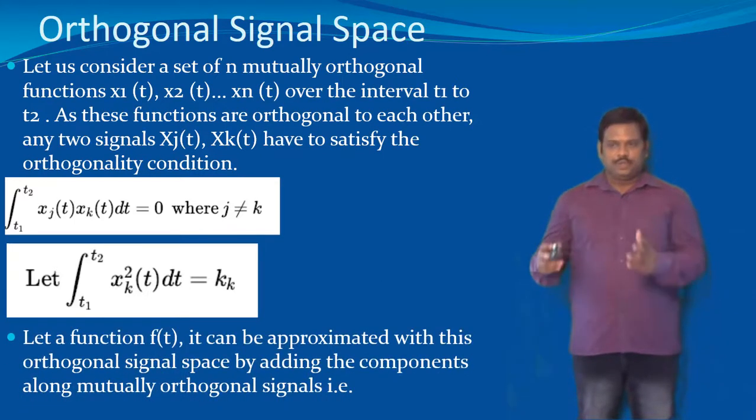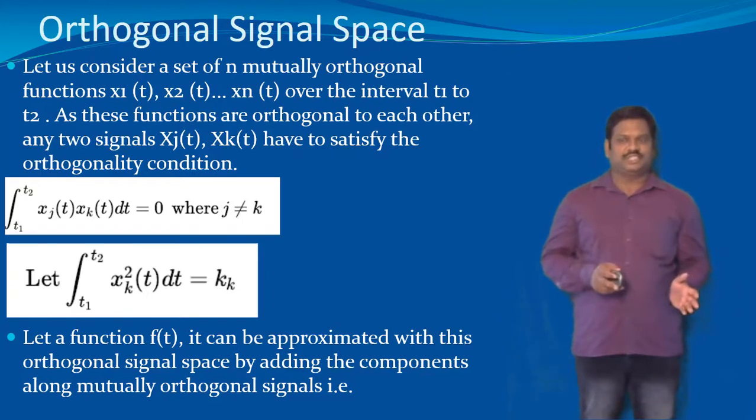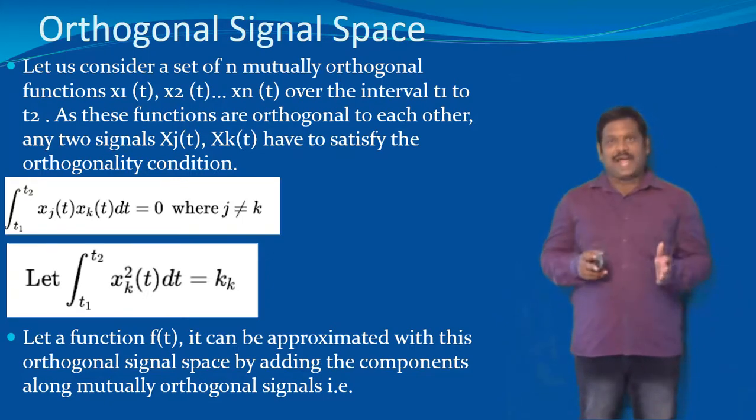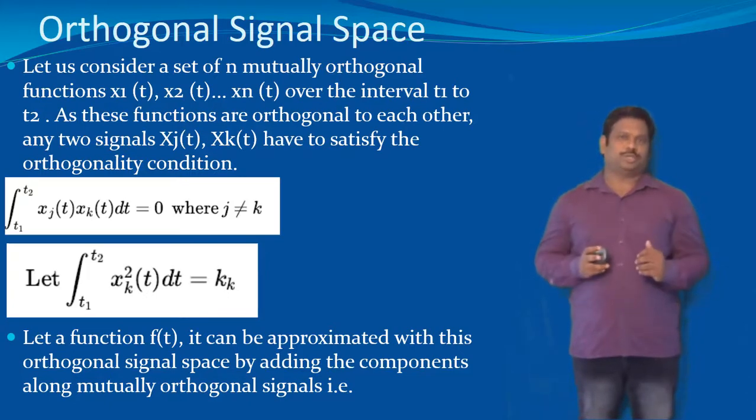Next, let the function be approximated within the orthogonal signal space by adding components. Initially we had taken only one function, therefore only one component. Now we are considering n number of components, and these n components will be approximated in our process.